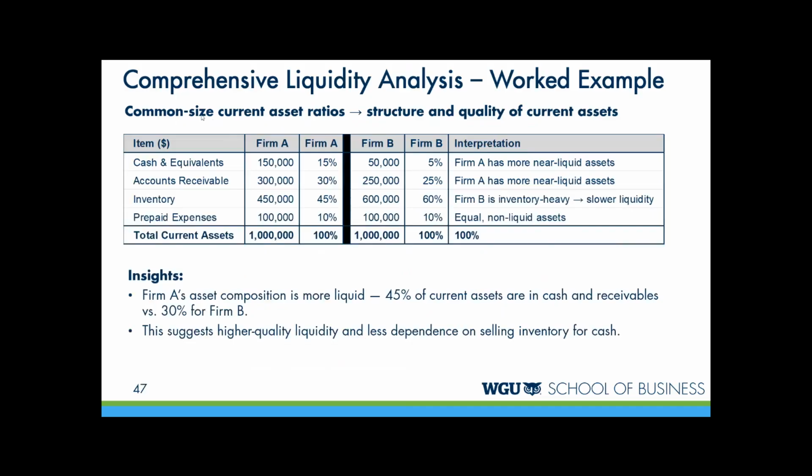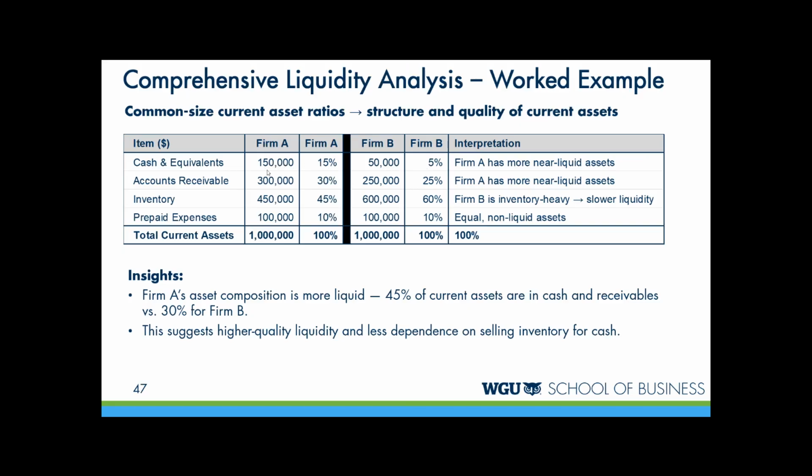So the first thing we do is take the current assets for each firm and compute common size current asset ratios. That measures the structure and quality of the current assets. Even though firm A and firm B both have total current assets of $1 million, the composition is different. Firm A has more near-liquid assets: its cash and cash equivalents are 15% of total current assets, while firm B only has 5%.